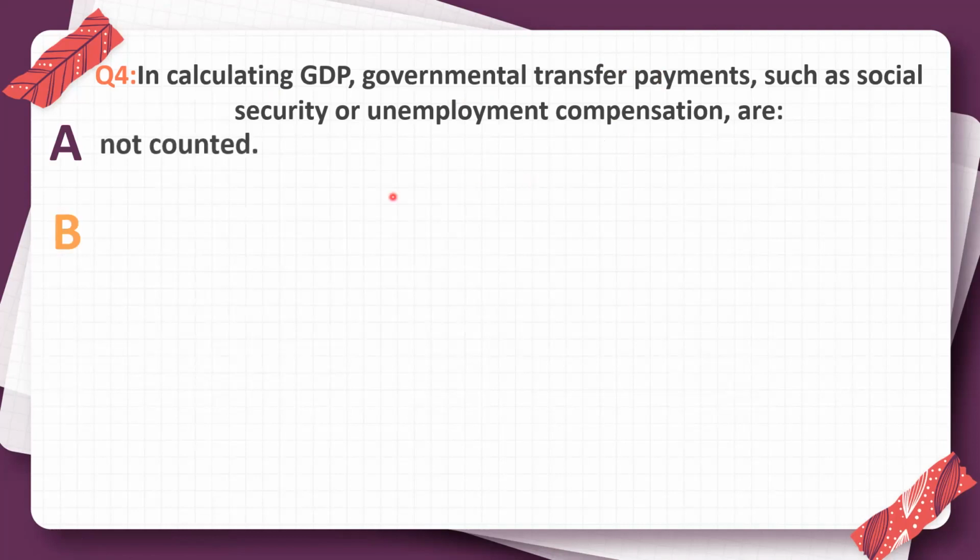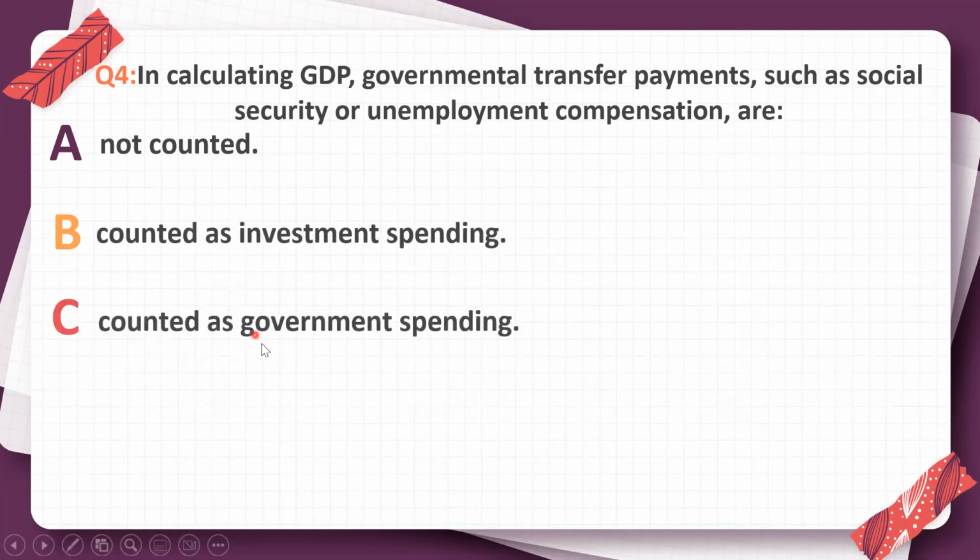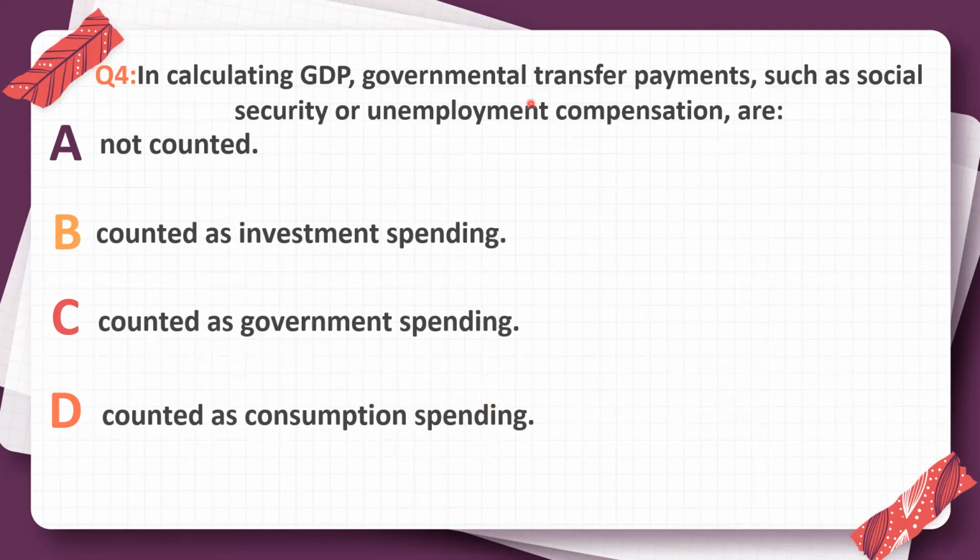A, not counted. B, counted as investment spending. C, counted as government spending. D, counted as consumption spending. And we agree that governmental transfer payments cannot be counted in the gross domestic product, so it's not counted. We can't count it as government spending because it's not spending on goods and services. So the right answer is A.